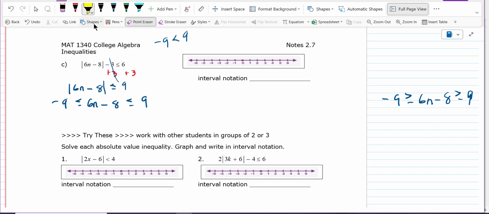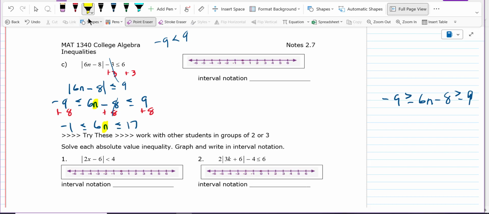So now what we do is we isolate. We need to undo the subtraction of 8 by adding 8. Notice we're doing that to all 3 parts. So that will leave -1 less than or equal to 6 times n less than or equal to 17.